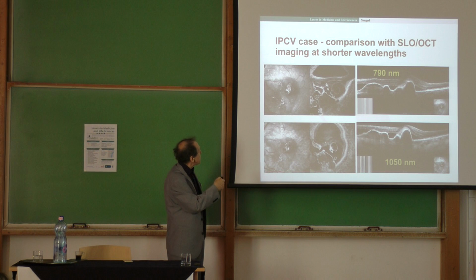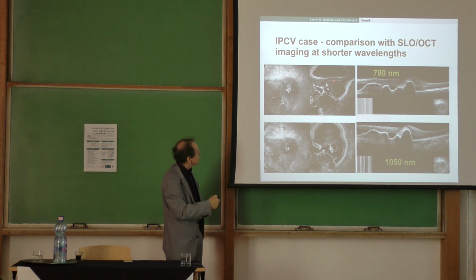Idiopathic polypoidal choroidal vasculopathy. That's the case here. Look how devastating is that for the eye. The scanning laser ophthalmoscopy will show you this is the fundus of the eye. Look here, this is an unphased OCT image. And the cross sections at those two areas.